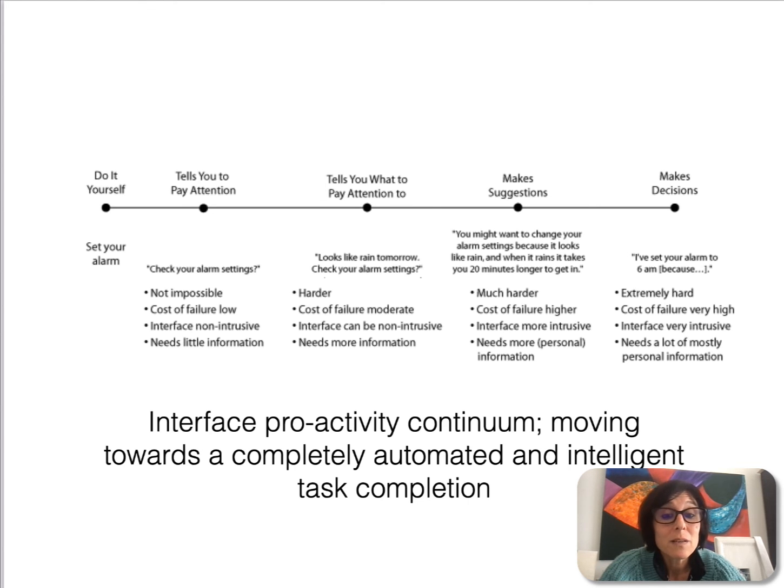And basically this is quite intrusive because it's intruding on a person's life, because it's taking decisions on behalf of the user, because there's less control from the user and there's more autonomy for the agent. And of course, here we definitely need a lot of mostly personal information.